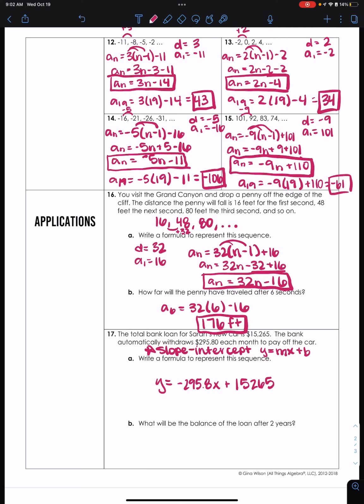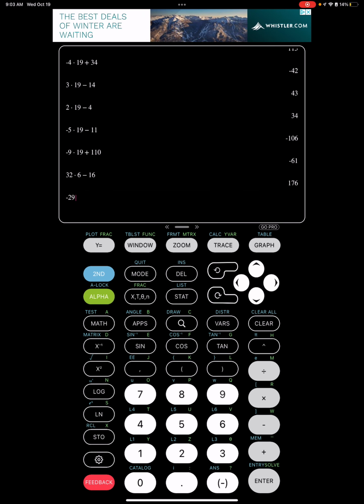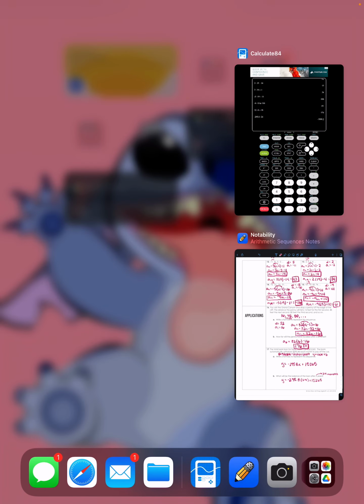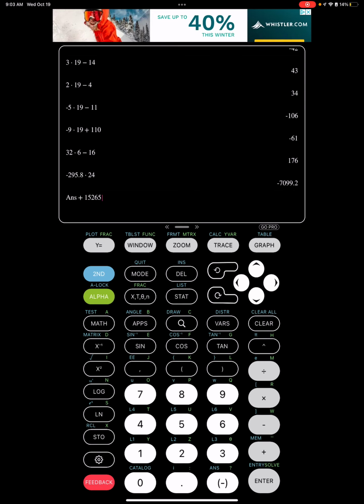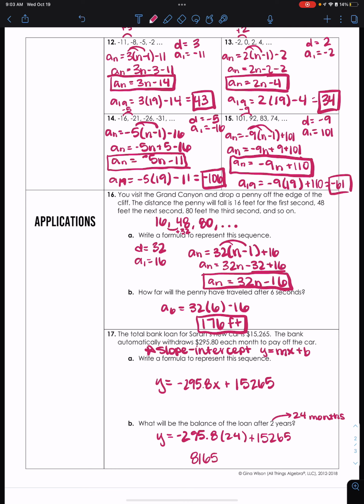And then to find our balance after 2 years, we're going to plug in 24 months. So negative 295.8 times 24 plus 15,265. So negative 295.8 times 24 plus 15,265. So the balance of the loan after 2 years is $8,165.80.